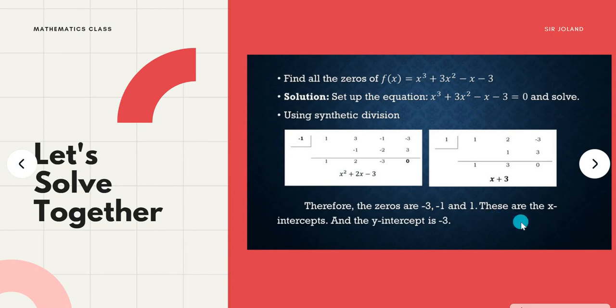And these are also the x-intercepts. No? So, yun din kasi yung concept ng x-intercepts natin. No? Ito yung mga points na tatamaan ng ating graph sa x-axis.